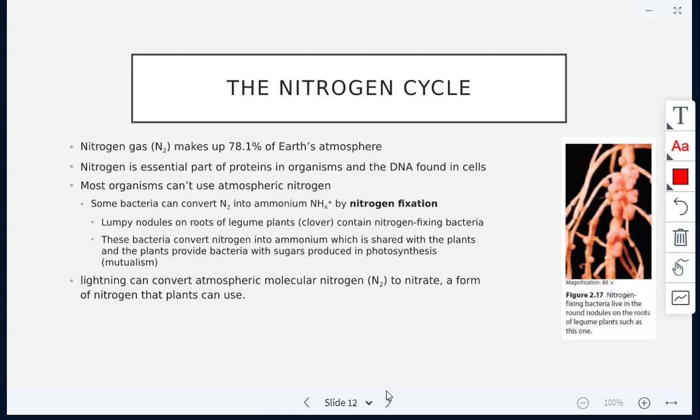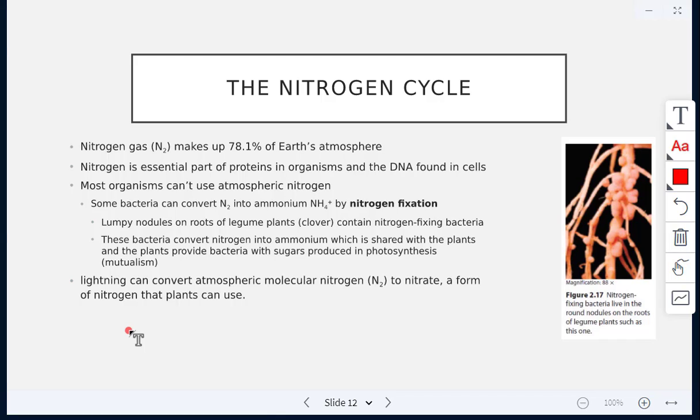Okay, so next we're going to talk about the nitrogen cycle. Nitrogen gas, which is N2, that is the chemical formula for nitrogen gas. It makes up about 78% of the Earth's atmosphere. And it's an essential part of proteins in organisms, and it's also found in the DNA in cells. But most organisms can't use that atmospheric nitrogen.